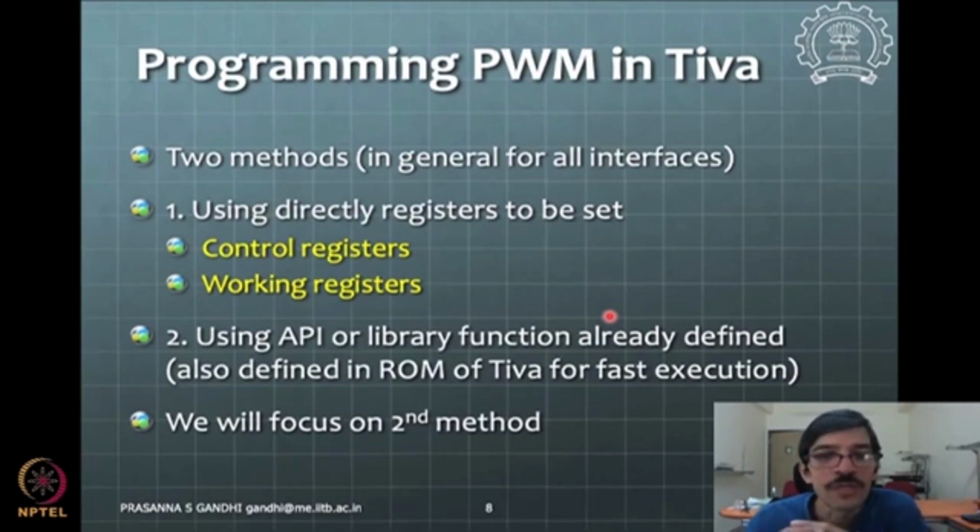Okay, so that will be like a working register. And then the second philosophy or method of having the programming done is using API or library functions that are already defined or already given by TivaWare. So you have seen that the TivaWare library has a lot of these functions written, like the header files, some variables are defined, and then some functions are written as functionalities that can be directly used.